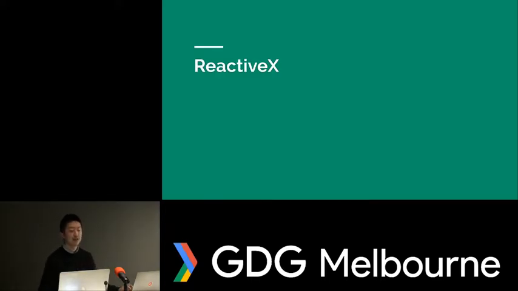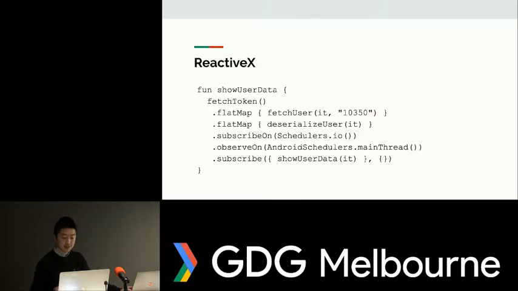Reactive X. In the Android world we use RxJava, and on the iOS side we use RxSwift. Let's look into a code snippet. You can see from this example, Rx makes the code a chain. Now it's just one level without any nested structures. At the same time, it puts fetch token, fetch user, and deserialize user on the IO scheduler, and puts show user data on the main UI thread. I think it fixed the code readability issue, but the thread issue is still there.